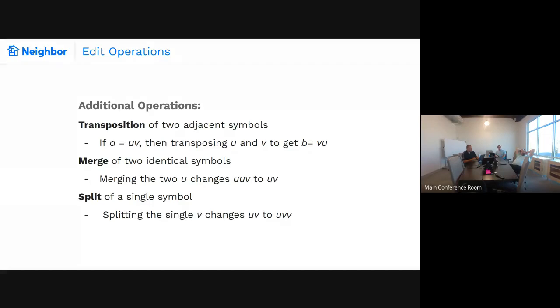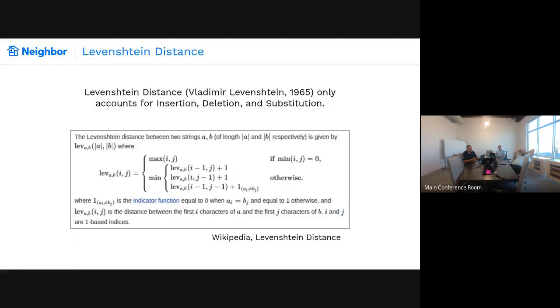So those are some additional operations. Going into some of the distances, there's the Levenshtein distance, which was first thought about in the 60s by Vladimir Levenshtein, and it uses insertion, deletion, and substitution. Those are the three that it uses. I didn't want to write this all out, so I took a screenshot on Wikipedia. You can see my beautiful source there.